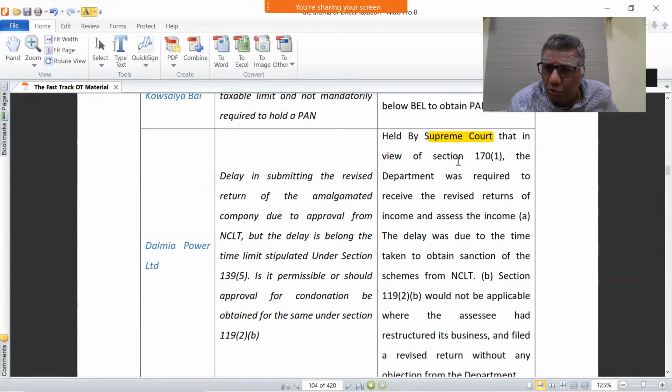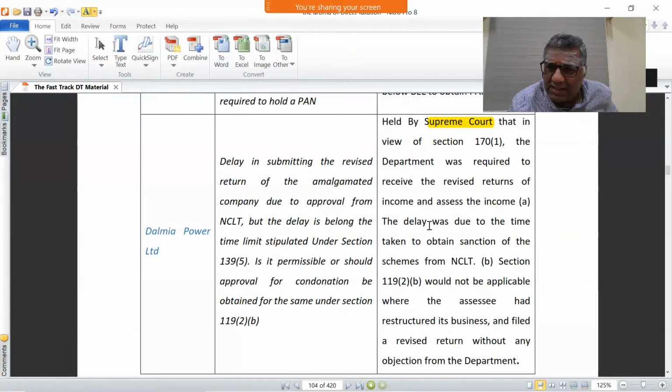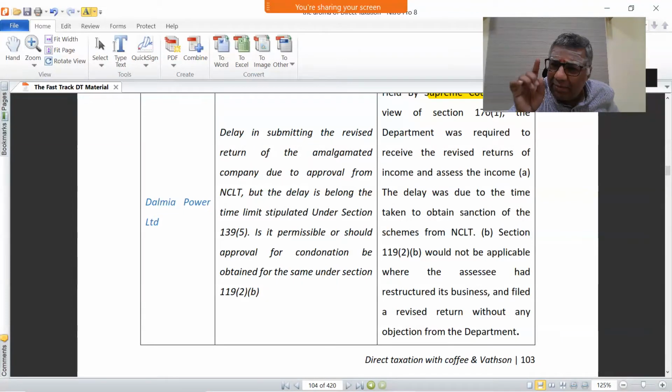That in view of section 170, the department was required to receive the revised return of income of the assessee. The delay was due to the time taken to obtain sanction of the NCLT. I cannot file unless the NCLT passes an order. Unless NCLT says yes, that A Limited has merged with B Limited, how will B Limited file the revised return of A Limited? I don't have the power. Neither has A Limited, because their application is pending before NCLT. So the delay was due to the time taken to obtain sanction.